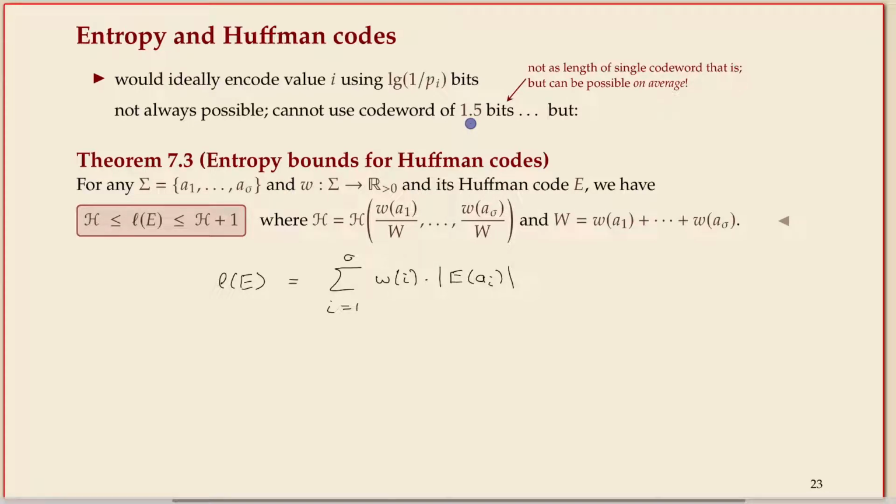Is the statement clear? So you compute a Huffman code for a given alphabet with some weights. And this theorem tells you quite precisely how long on average a code word will be. If you take a random character, then the expected length of its code word will be between H and H plus 1.